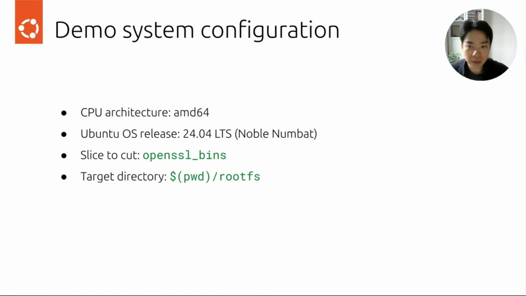Our demo system configuration looks as follows. We have the CPU architecture to be AMD64, and the current running Ubuntu OS release is 22.04. We are going to slice the OpenSSL bins slice, and we are going to slice it into the rootfs folder under the current working directory.